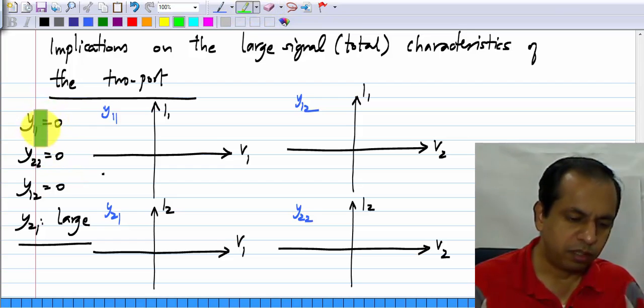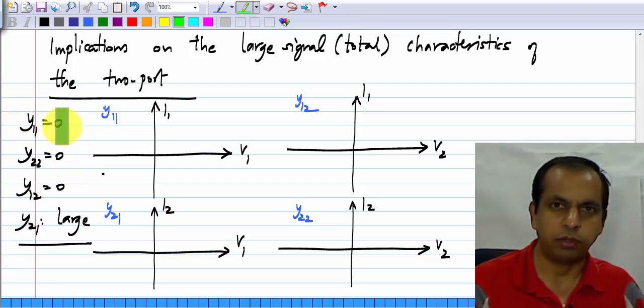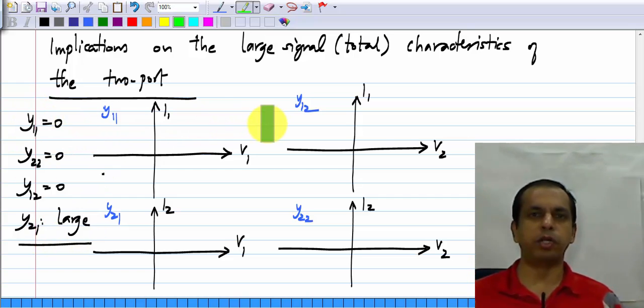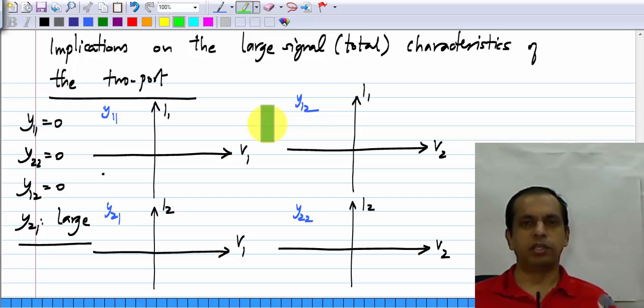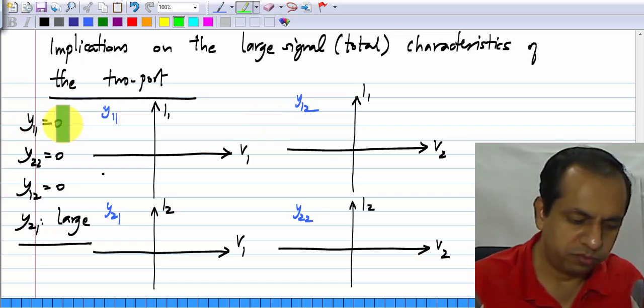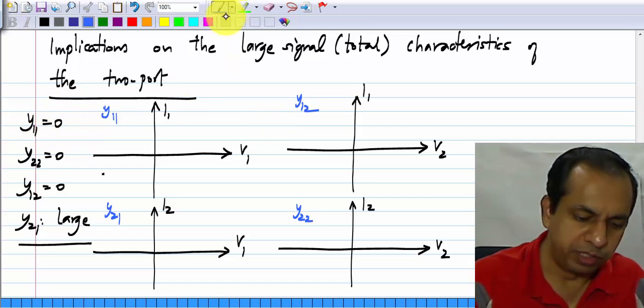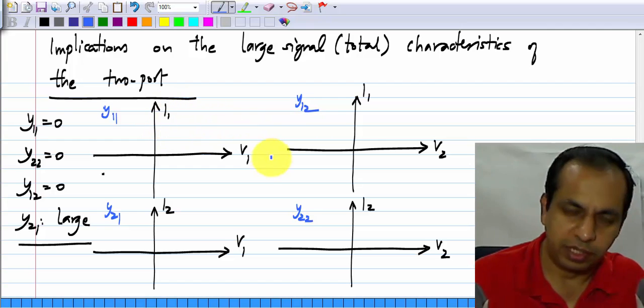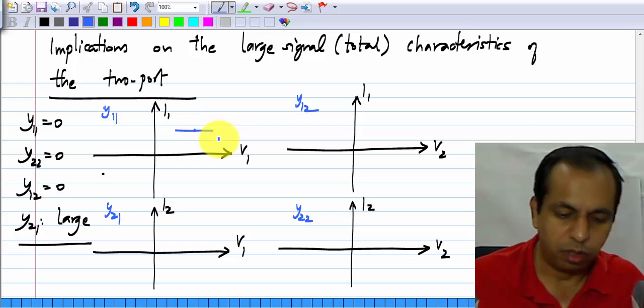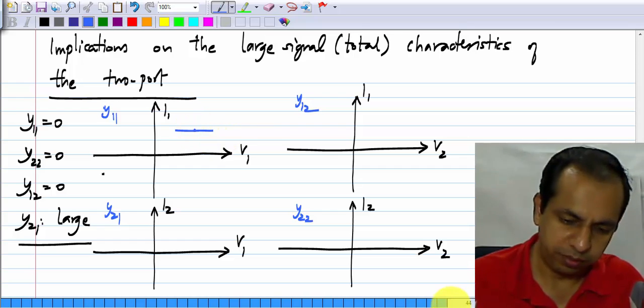Now, what does it mean to have y11 equals 0? By the way, these are only around some operating point. You have to choose the operating point correctly, okay, because the total characteristics of the nonlinear device can be anything. It's around some operating point that we need to have these constraints. So, what does it mean to have y11 equal to 0? It means that these characteristics I1 versus V1 are flat around some operating point. Okay.